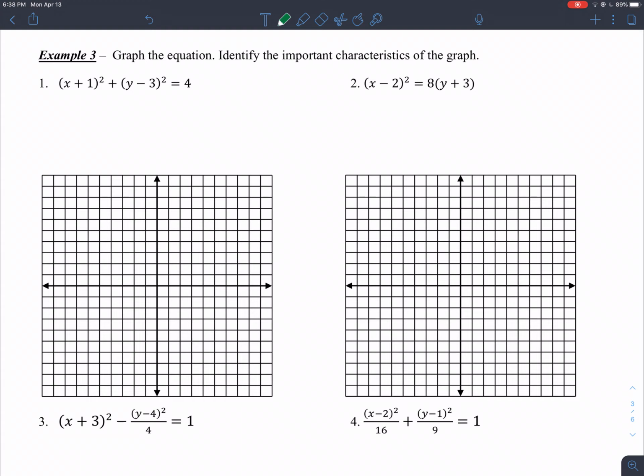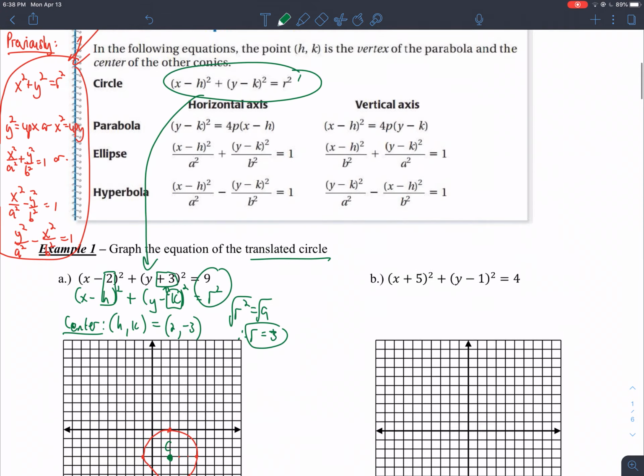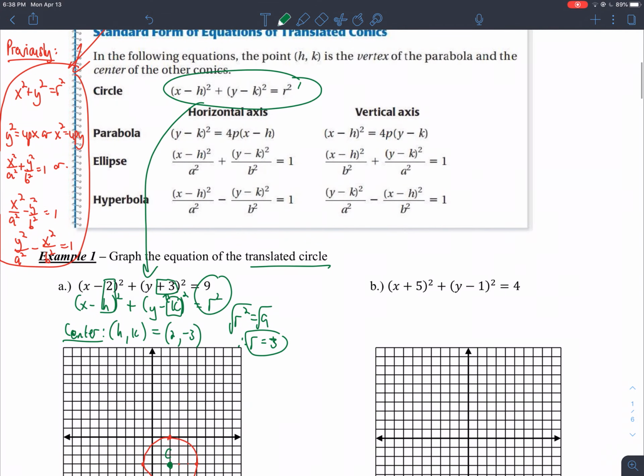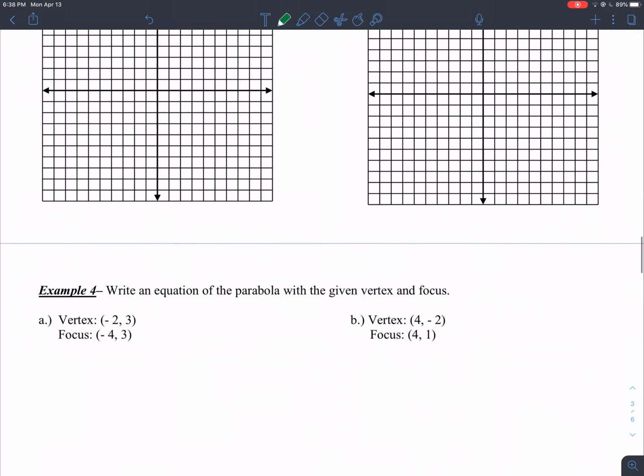Alright, so example 3. The reason I didn't decide to go straight to example 3 is that it's a collection of all of them. So you can look at them and go, which conic section is which one, and then draw them. I believe the only translated ones I did with you here were a hyperbola and a circle. This is all 4 of them. This is a big important example.